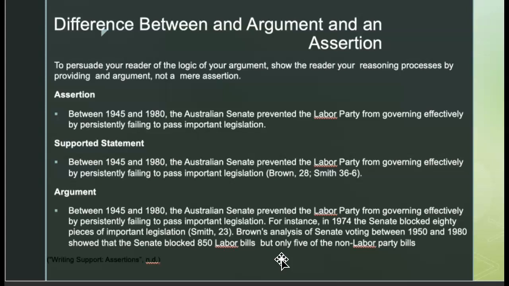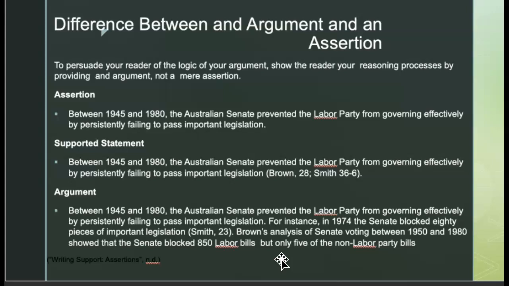An assertion is when you just say something with no proof, but it sounds like a fact. Between 1945 and 1980, the Australian Senate prevented the Labour Party from governing effectively by persistently failing to pass important legislation. This sounds like a fact. It's a fact. But there's no support for it. So as the reader of an academic paper, I immediately think this is your opinion. I don't see any facts here.